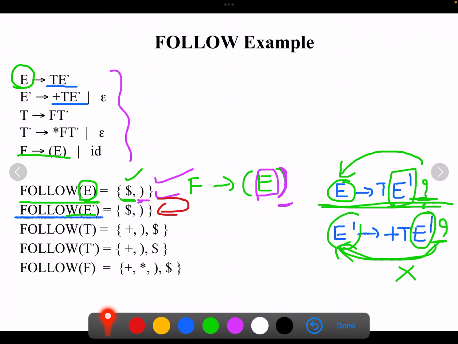Moving on to follow of T. What is follow of T? Try to find the productions here which have T on the right side. So what are those?